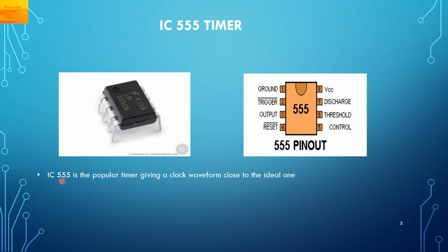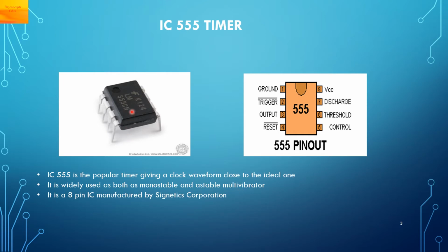So IC555 is a popular timer giving a clock waveform close to the ideal one. It is widely used as both a monostable multivibrator and an astable multivibrator. We can see here this is an 8-pin IC manufactured by Signetics Operation. This diagram gives the pin configuration.